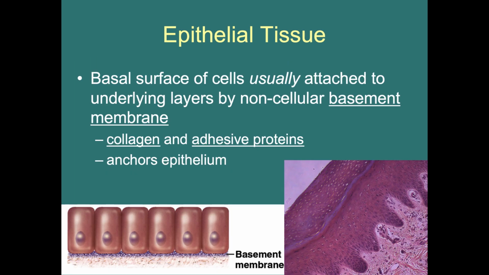We also need to make note of this structure down here called the basement membrane. Our basal surface of our cells, which is this bottom part of these cells, is attaching to this non-cellular basement membrane. So you can think of BAS, basal, and BAS, basement. This is kind of like a double-sided sticky tape, if you will. It is a non-cellular adhesive of proteins and collagen that helps to anchor our epithelial tissue to the underlying connective tissue.